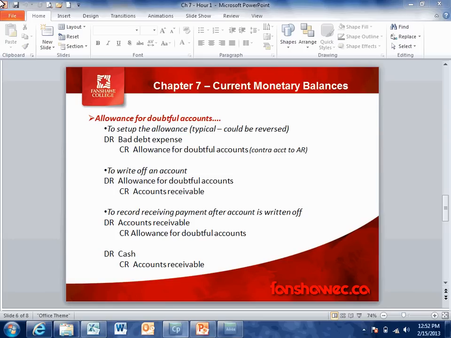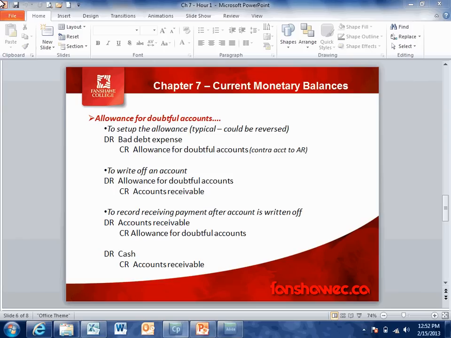write-off. And if you remember back to chapter 3, when we talked about reversing entries, reversing entries were simply the exact opposite of the adjusting entry. So same situation here. To write off the account, we debited AFDA and credited AR. So to reestablish the receivable, we just do the opposite. We debit AR and credit AFDA, right? We're reversing the write-off.